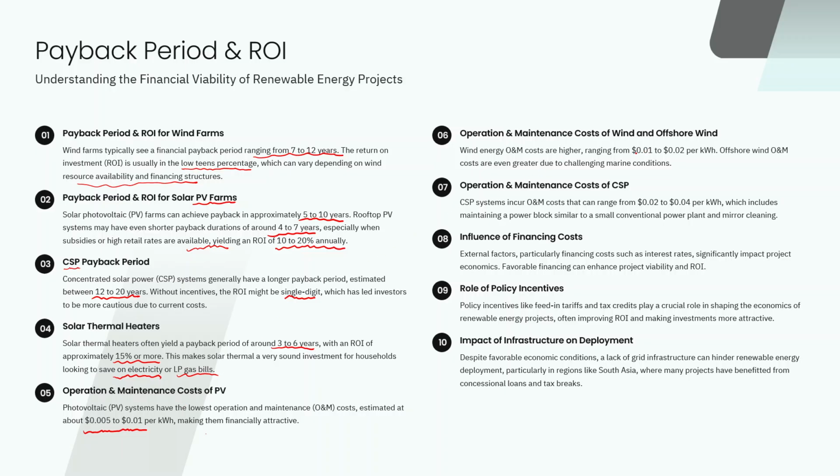If you look at the same in wind, it is somewhere around $0.1 to $0.2 per kilowatt hour, right? And if you go for offshore wind turbines, the operation and maintenance cost will be even greater due to the challenging marine conditions, right? The operation and maintenance cost in concentrated solar power plants ranges from 0.02 to 0.04 per kilowatt hour. Okay.